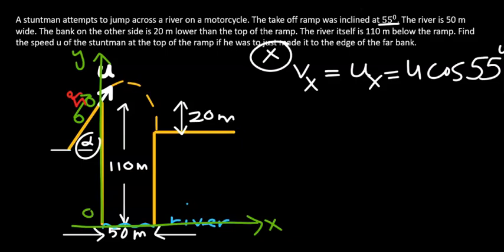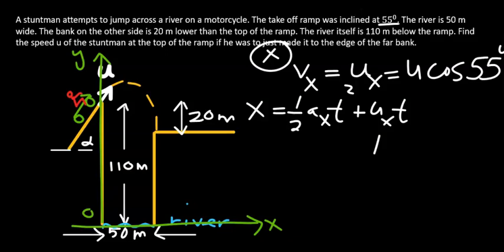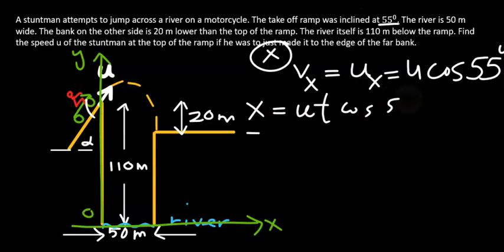The second equation describes the variation of the x-coordinate of the stuntman while he is moving. And that equation is half a_x t squared, plus u_x t, where u_x is the x component of the initial velocity, plus the original x coordinate. In this case, he's starting from there, so the x coordinate of that starting point is 0. There is no acceleration along the x direction, so that term is 0 as well. So x is simply u_x t, u_x given by that expression. That means x is u times t cosine 55 degrees.